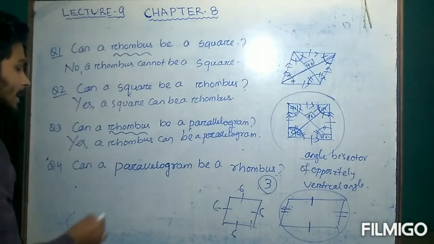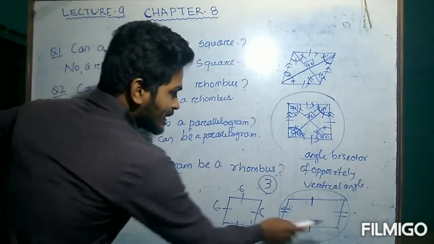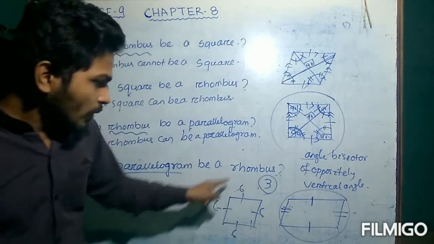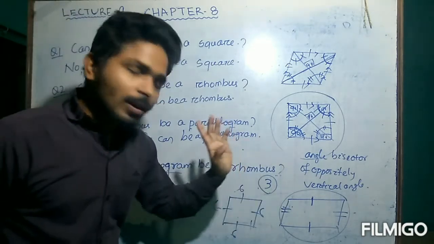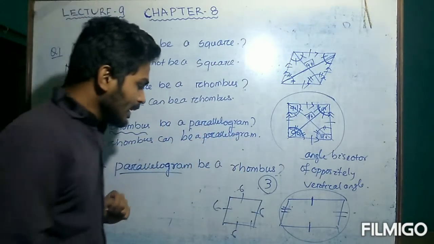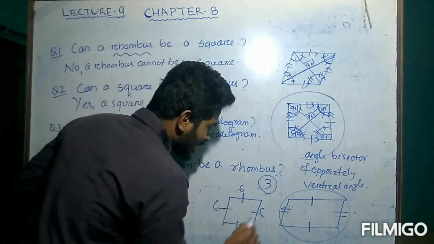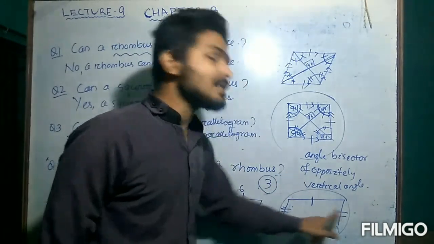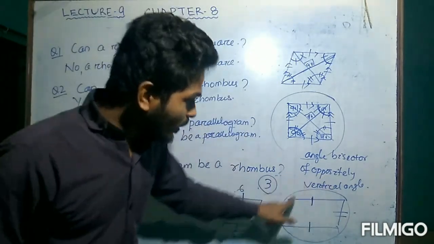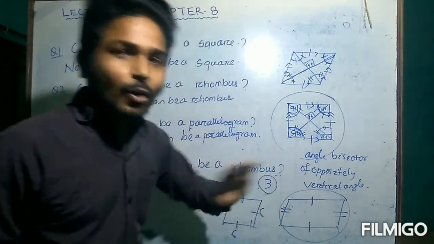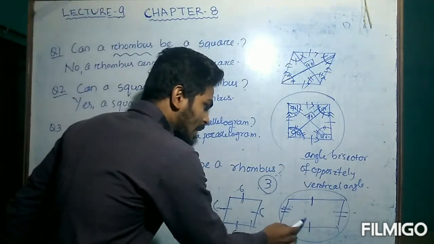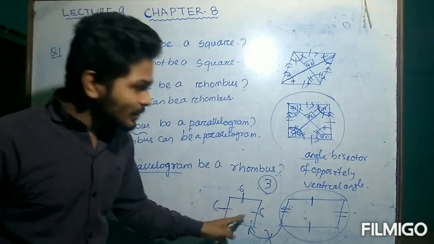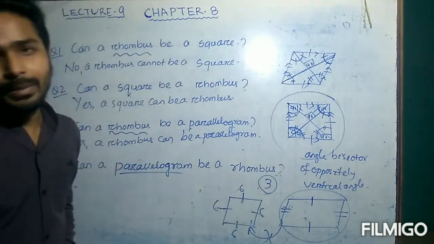Next question, can a parallelogram be a rhombus? Can we say this is a rhombus? Let's verify. For a rhombus, here it is a quadrilateral, and a parallelogram is also a quadrilateral. Second property, in case of a rhombus, all the sides are equal, but in case of a parallelogram, all the sides are not equal. Only pairs of opposite sides are equal. All the four sides in case of a parallelogram are not equal. It means a parallelogram does not satisfy the property of a rhombus. So a parallelogram can never be a rhombus.